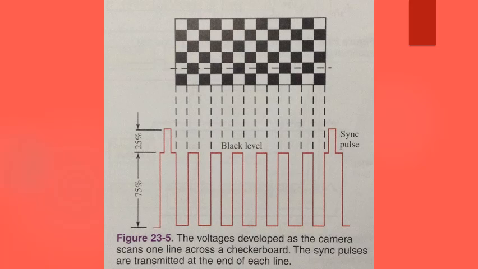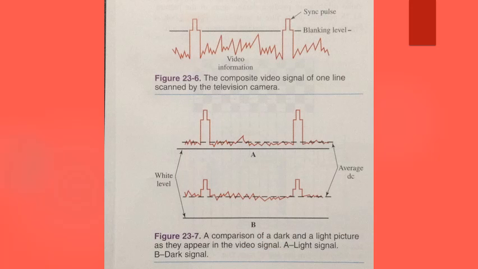A second line to be scanned would be an exact copy of the first unless the picture is changed. At the bottom of the picture, a series of pulses trigger the vertical oscillator and keep it synchronized. Figure 23-6 shows a composite or complete video signal. The information for one line between the blanking pulses is varying degrees of black and white.